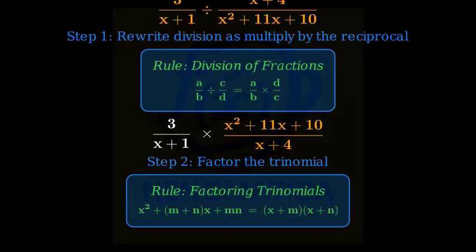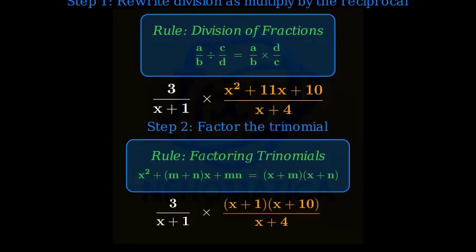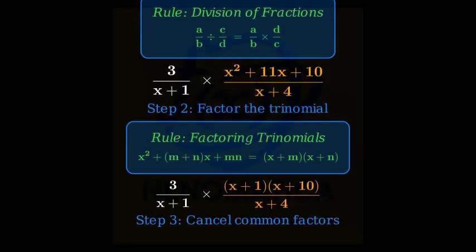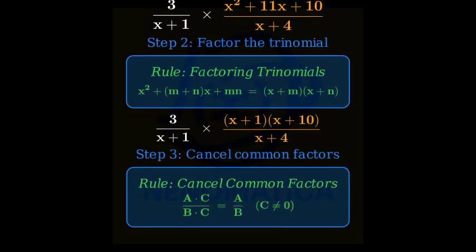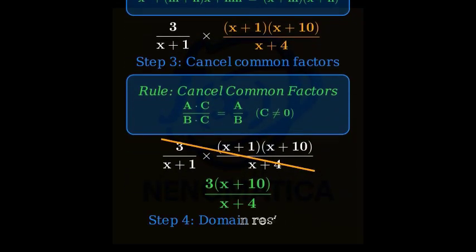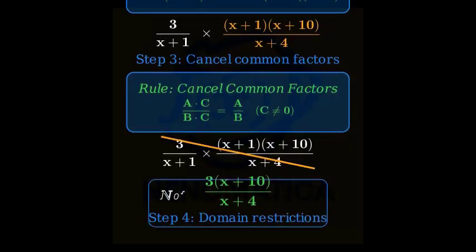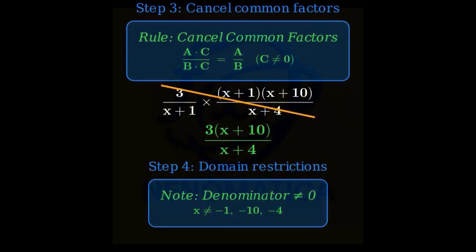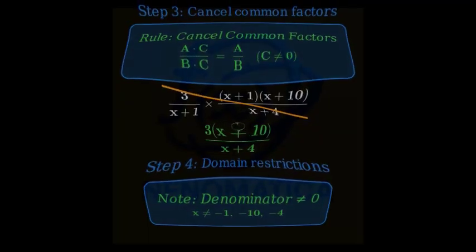Step 3. Cancel the common factor x plus 1. We have x plus 1 in the denominator of the first fraction and in the numerator of the second fraction. After canceling, we simplify the product. Very important. Domain restrictions. From the original expression, denominators cannot be 0. That gives x not equal to -1, -10, and -4. Even though x plus 1 canceled, it still restricts the domain.